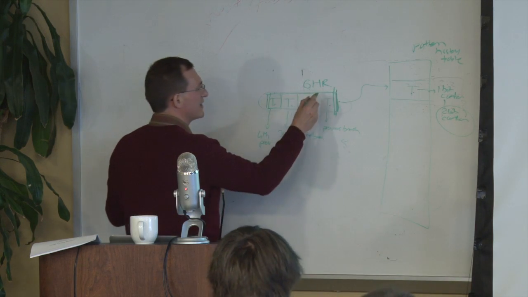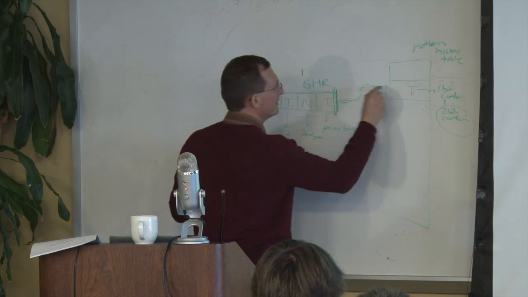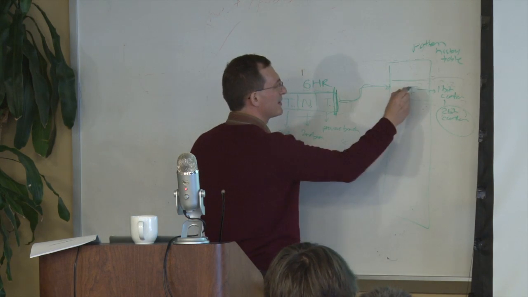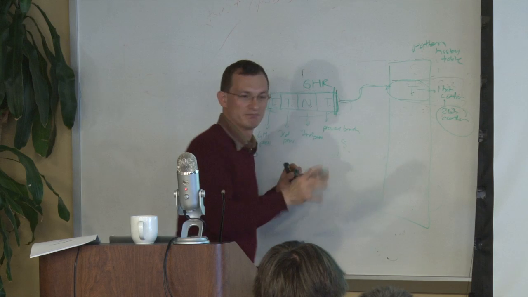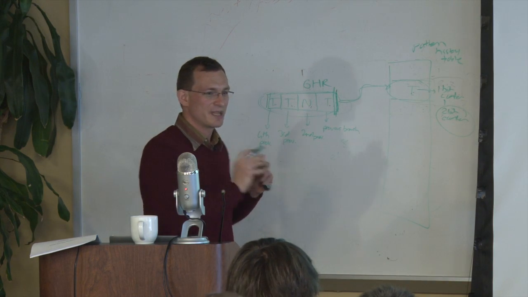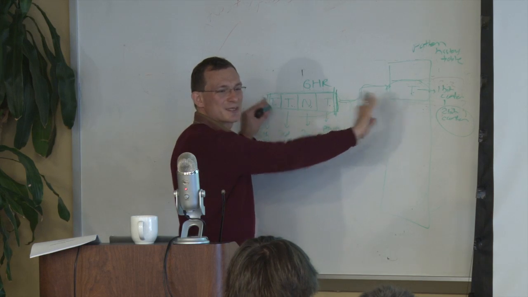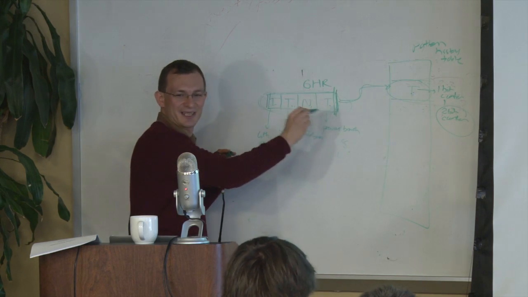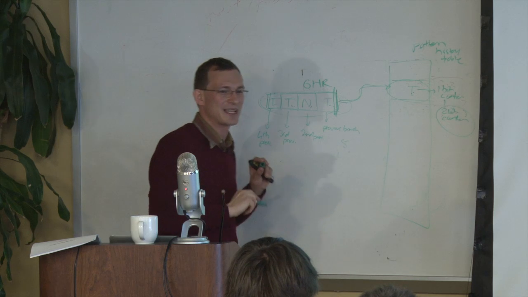The only thing you do is take this global history, index into this pattern history table, and that location tells you whether you should predict the branch is taken or not taken. Right? Basically, no program counter information in this case. This is purely based on global history. Now we're going to add information to that later on.